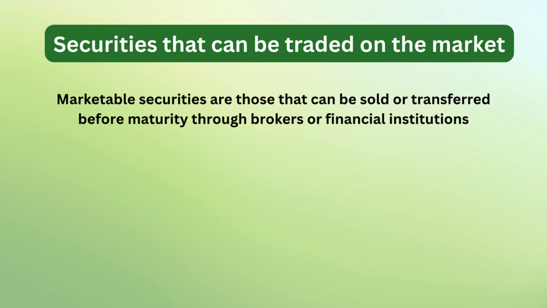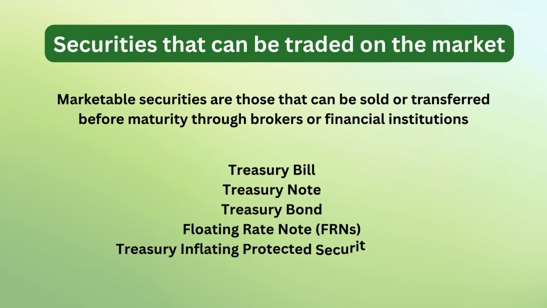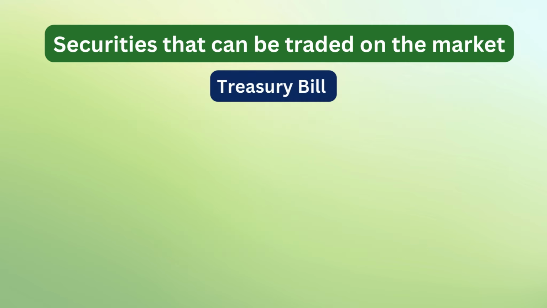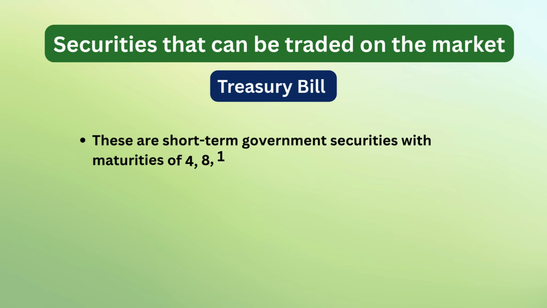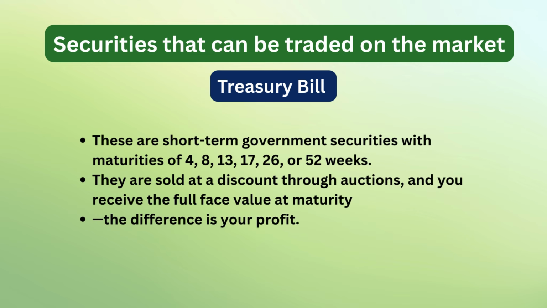There are 5 main types: Treasury bill, Treasury note, Treasury bond, floating rate note, FRNs, Treasury inflation-protected securities, TIPS. I won't go into details about these today, but here's a quick overview. Treasury bills. These are short-term government securities with maturities of 4, 8, 13, 17, 26, or 52 weeks. They are sold at a discount through auctions, and you receive the full face value at maturity. The difference is your profit.